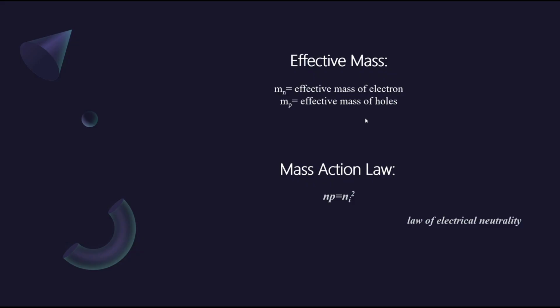Now moving into the mass action law. Mass action law is an equilibrium relation where the product of the electron and the hole densities is equal to the square of the intrinsic concentration. Here n and p represent the electron and hole densities and ni represents the intrinsic concentration. So np equals ni square represents the mass action law, which is also known as the law of electrical neutrality.